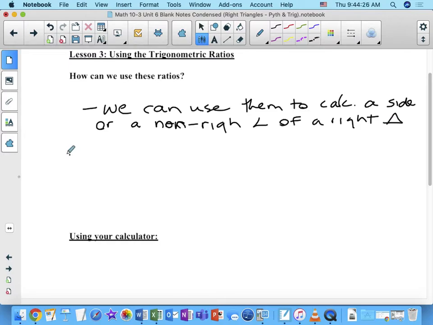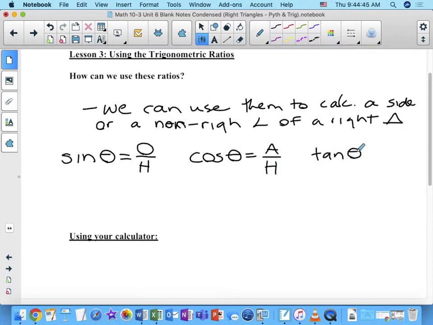You've got sine theta equals opposite over hypotenuse. You've got cosine theta equals adjacent over hypotenuse. And you've got tangent theta equals opposite over adjacent.